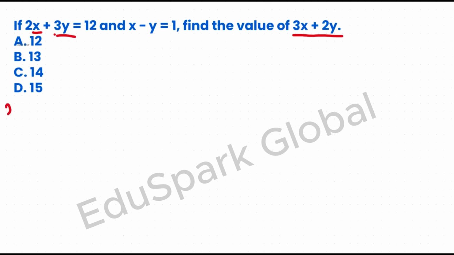So we have 2x plus 3y equals 12. Let's call this equation 1. And we have x minus y equals 1. Let's call this equation 2. This is a simultaneous equation question. What is a simultaneous equation?